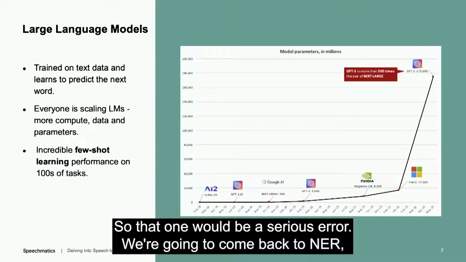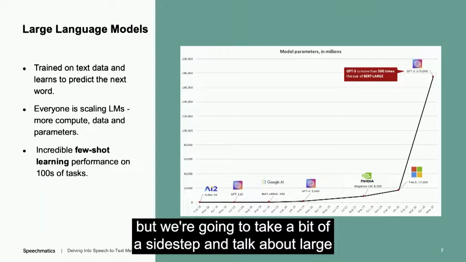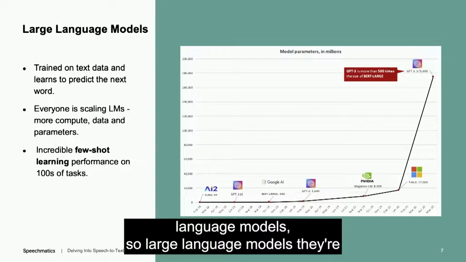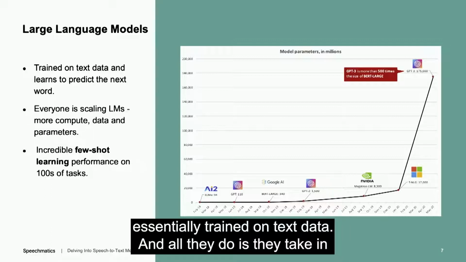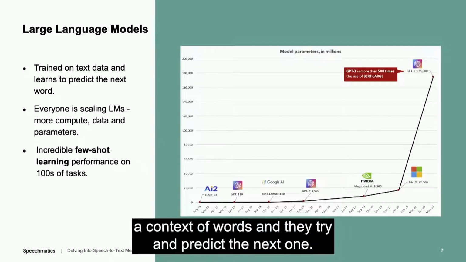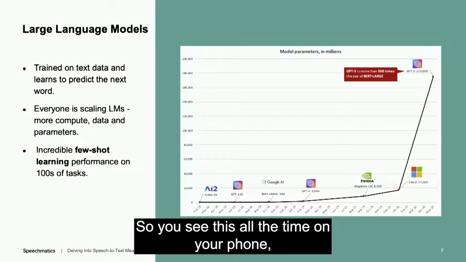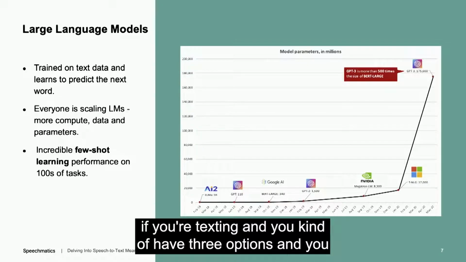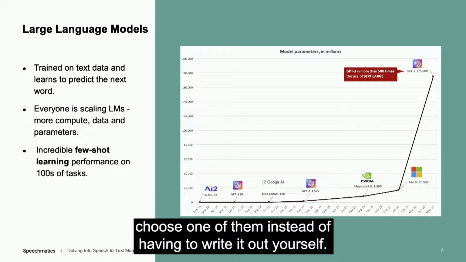We're going to come back to NER, but we're going to take a bit of a sidestep and talk about large language models. Large language models are essentially trained on text data, and all they do is take in a context of words and try to predict the next one. You see this all the time on your phone if you're texting, and you have 3 options and you choose one of them instead of having to write it out yourself.